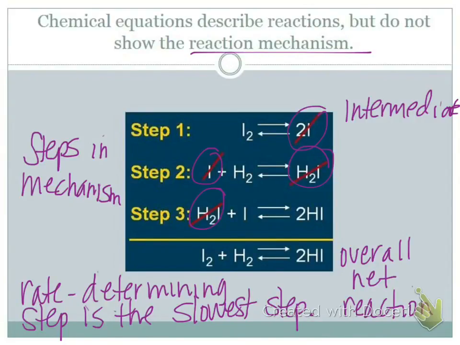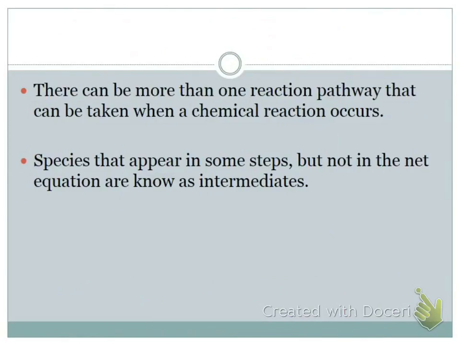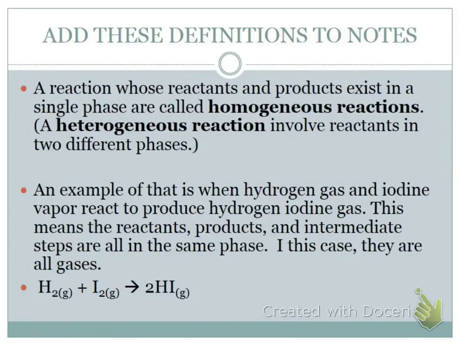And then there are going to be two definitions that I'm going to need you to add in that got left out of the packet. That's going to be on the next slide, but I'll wait till you have all that. There can be more than one reaction pathway. That is just one. There are other ones, but overall we care about the overall net, and of course the things in the middle we call the intermediates, which is a vocab word, so make sure you know that. You're going to need to add these definitions to your notes.